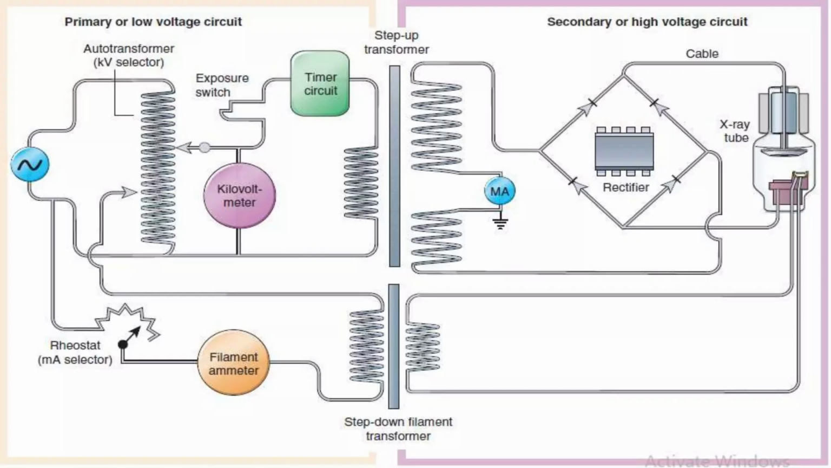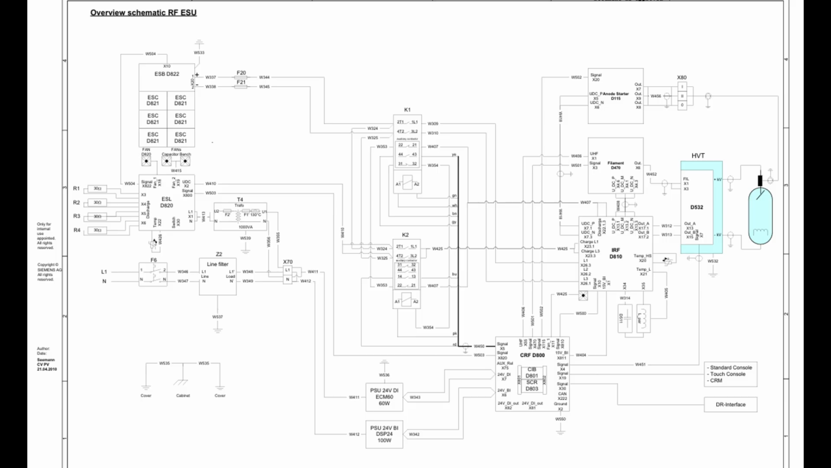Modern generators are high-frequency type. They have lower ripple and provide a more stable and smoother voltage. The result of this stability is less image noise and the ability to capture images with lower dose.